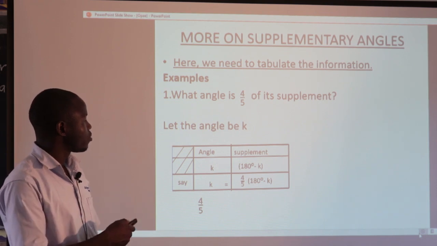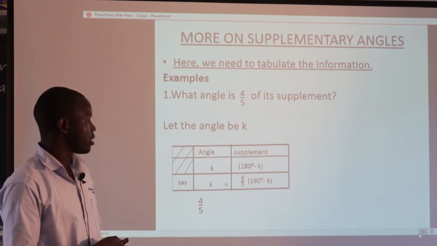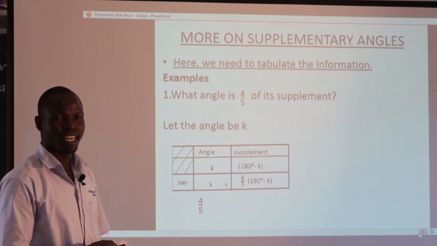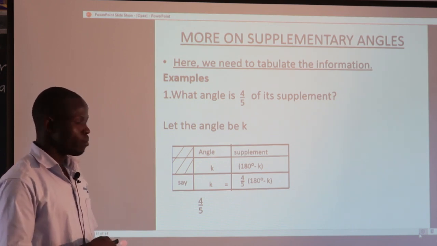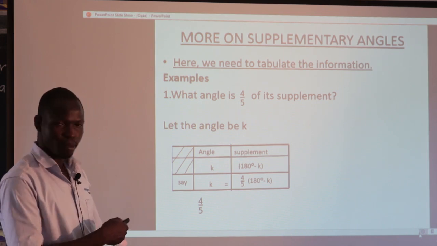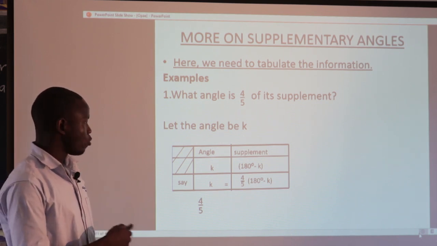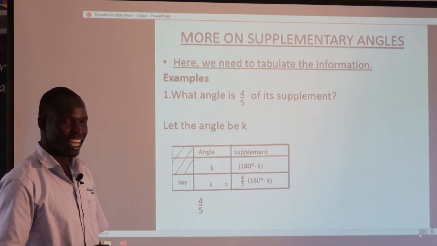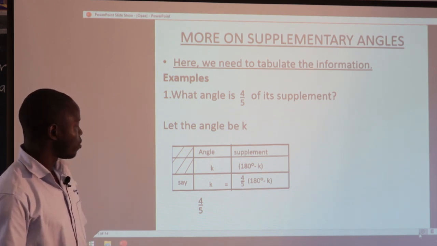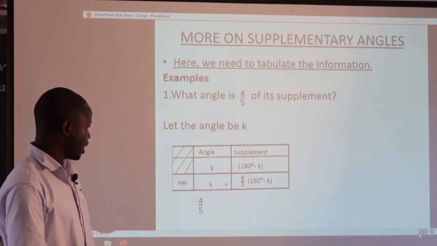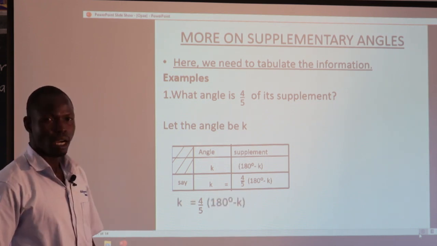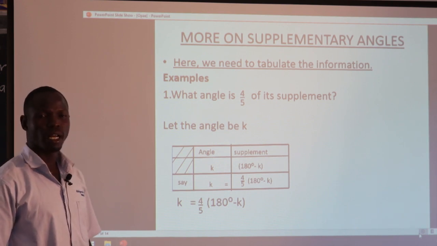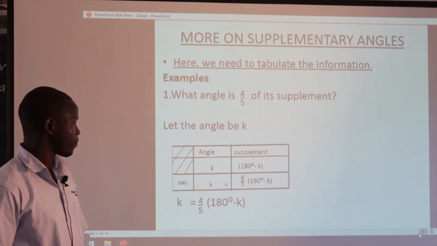The other side, introduce the fraction outside the bracket. So that is 4 out of 5 into brackets 180 degrees minus K. Once a fraction has been fixed there, the 2 parts, the angle and the supplement, are said to be equal. That's why there is an equal sign there, as you see. We use that step to form our equation: K is equal to 4 out of 5 into 180 degrees minus K.